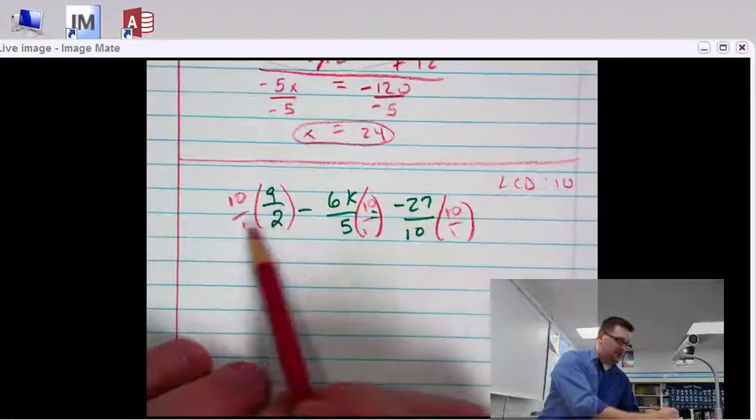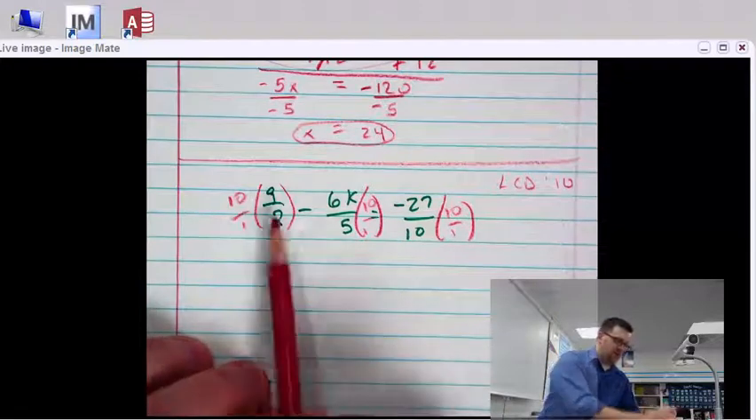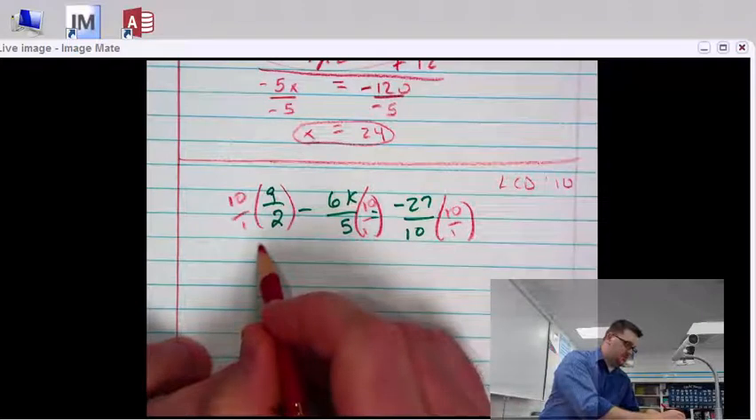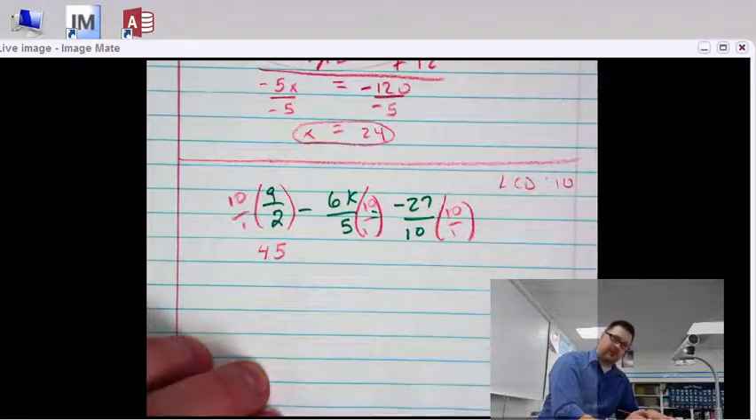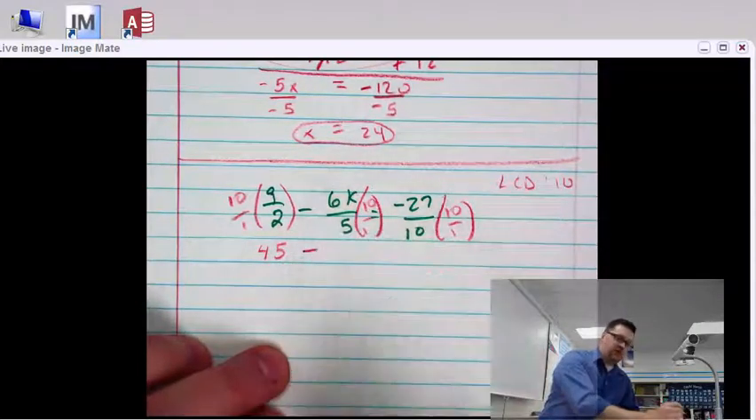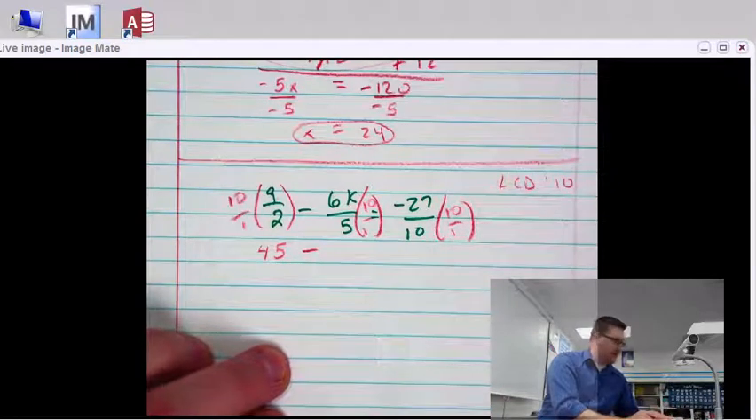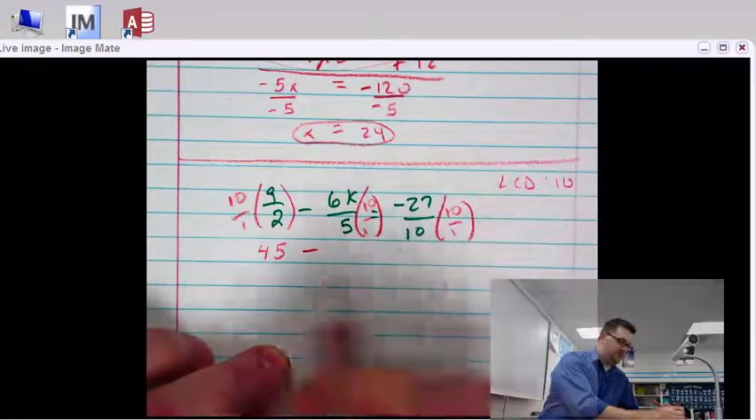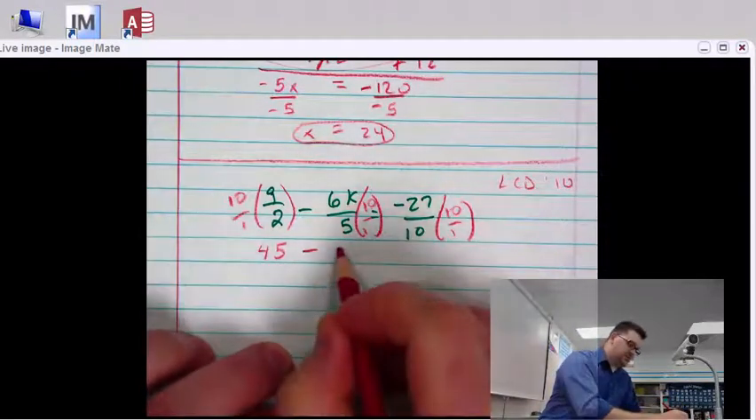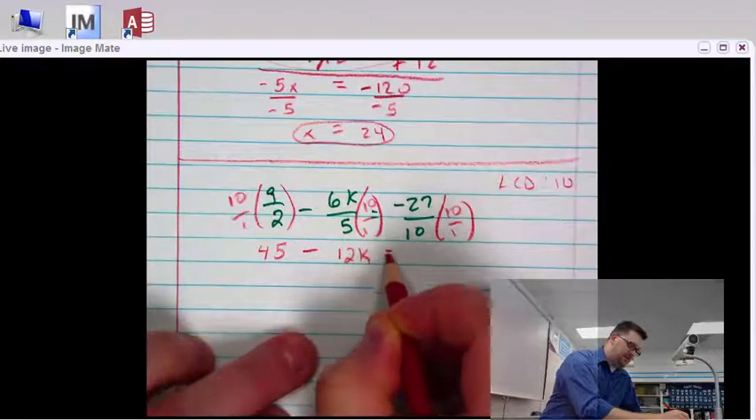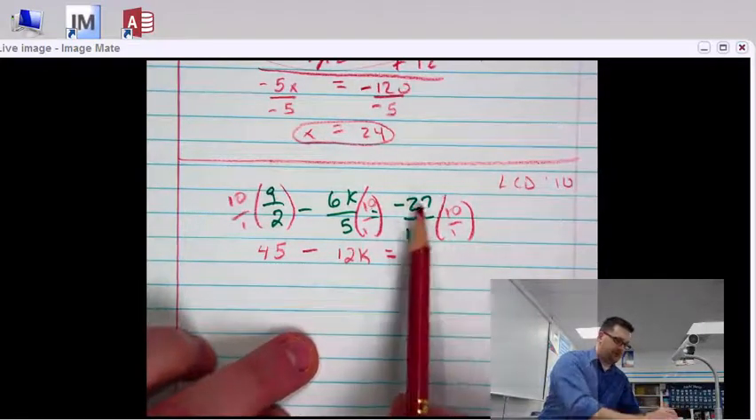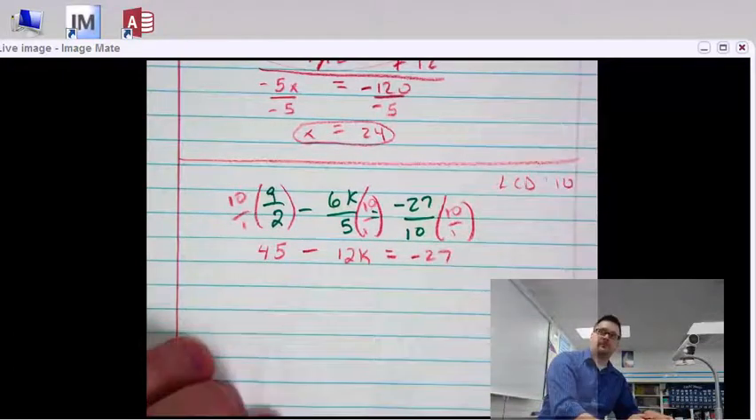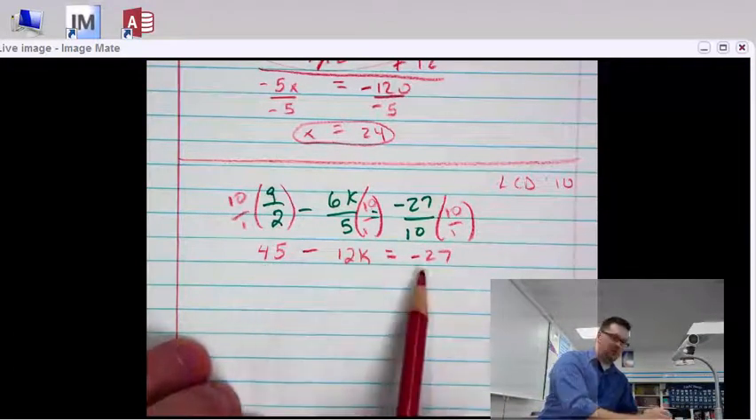Okay, so let's do it. Again, in your calculator, what is 10 over 1 times 9 over 2? It should be 45. Make sure you're using your calculator and actually doing this instead of waiting for me to do it. 60 divided by 5 is 12, so this should be 12k equals negative 27. All right, again, no more fractions.